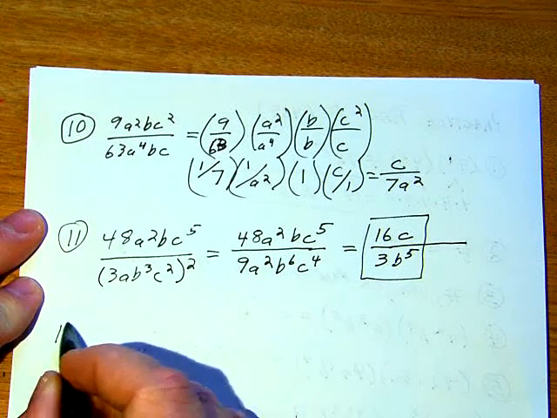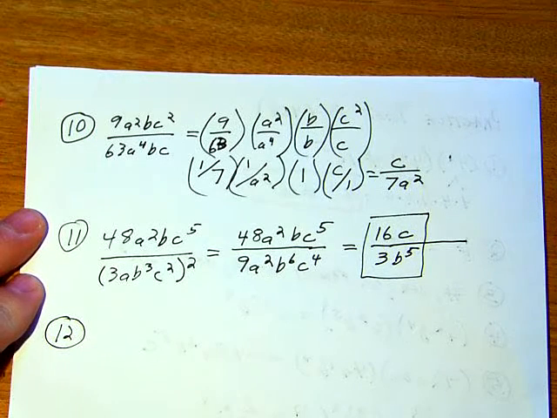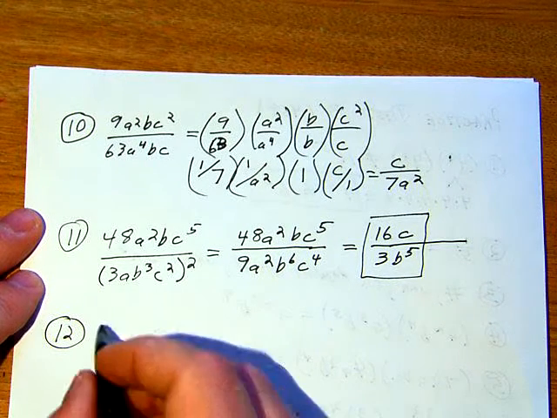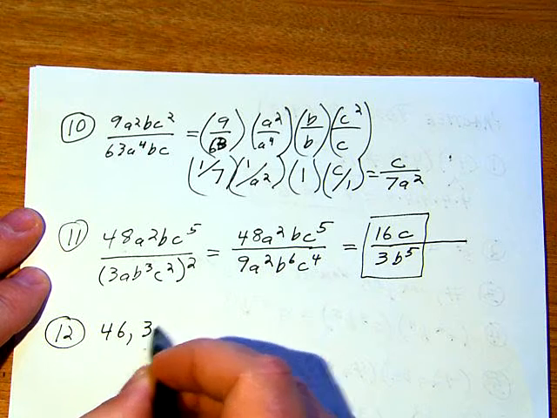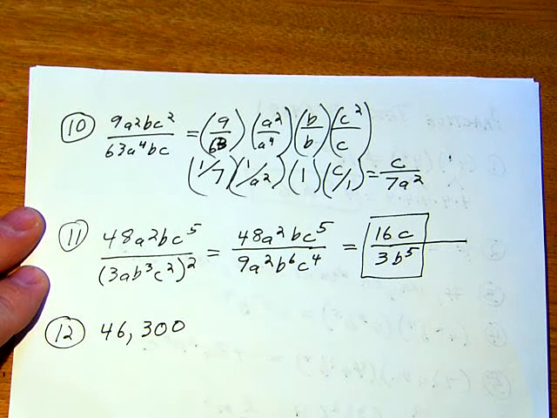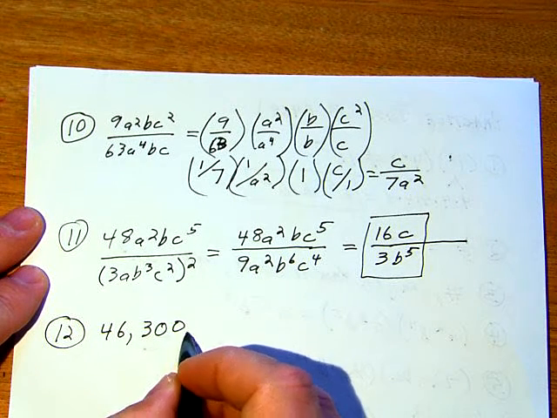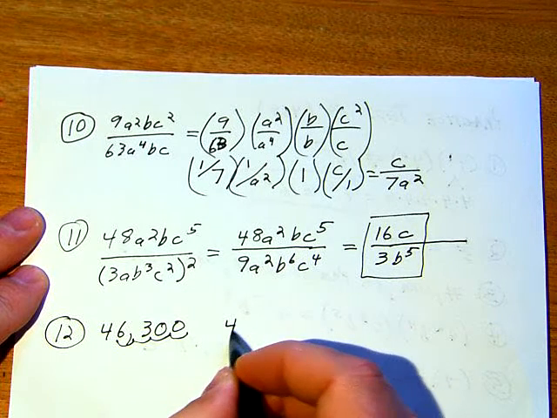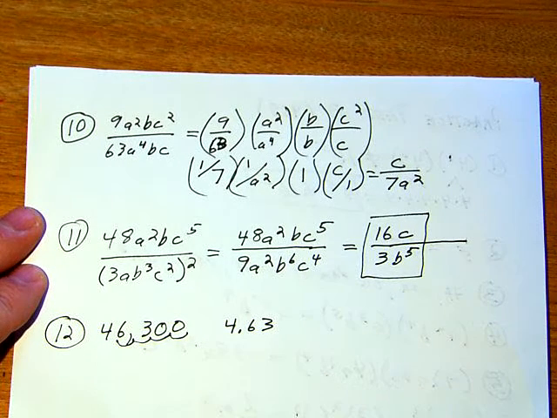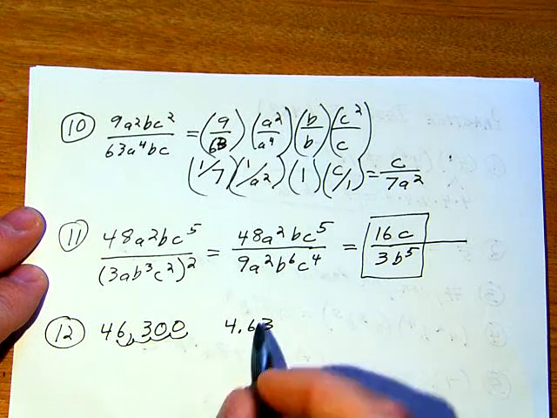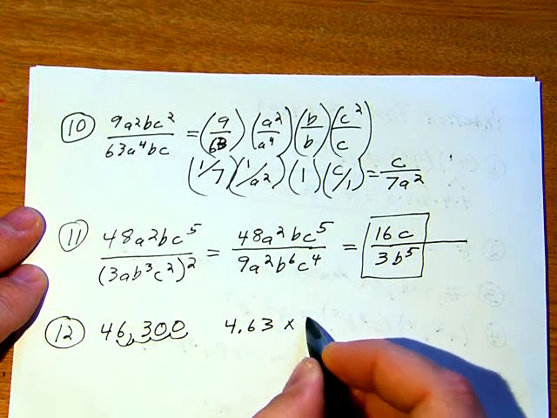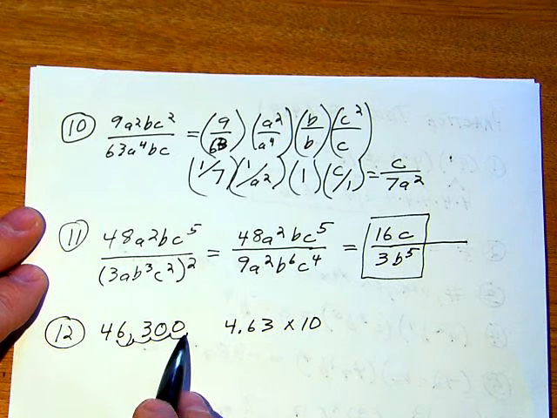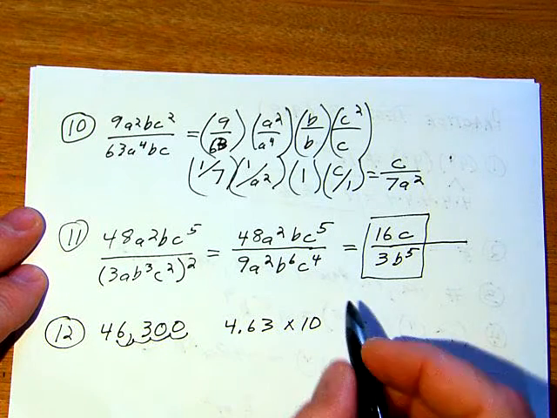Number 12. Express each number in scientific notation. So here's my number. First thing I do is I count my decimal places. 1, 2, 3, 4. So I've got a factor of 4.63. And I move the decimal place to the left. So my exponent is positive. And I count it again. 1, 2, 3, 4. 10 to the 4th.